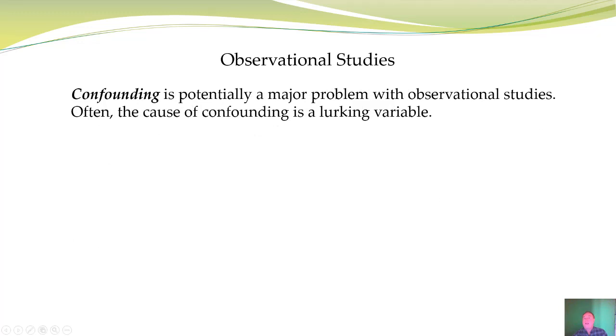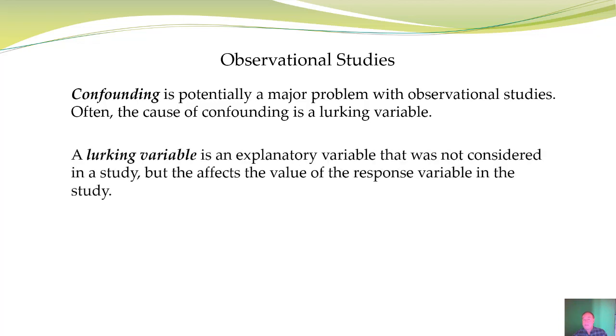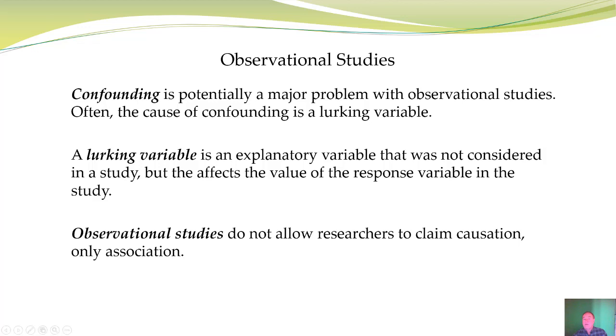Confounding is potentially a major problem with observational studies. Often the cause of confounding is a lurking variable. A lurking variable is an explanatory variable that was not considered in a study, but affects the value of the response variable in the study. Observational studies do not allow researchers to claim causation, only association. So if you're going to do an observational study, you can't claim causation. You can only claim an association.